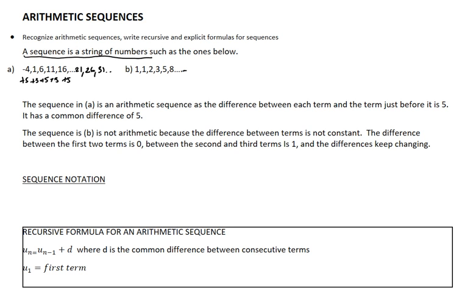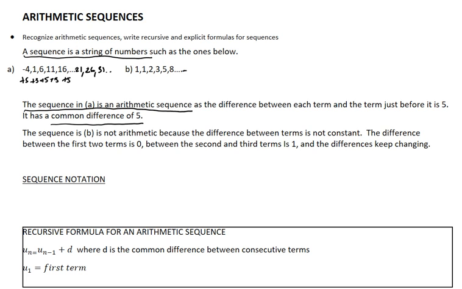That's an arithmetic sequence. The sequence in part A is arithmetic, because the difference between each term and the term just before it is 5. 6 minus 1, 1 minus -4, 11 minus 6, 16 minus 11. They're all equal to 5. That is called the common difference.